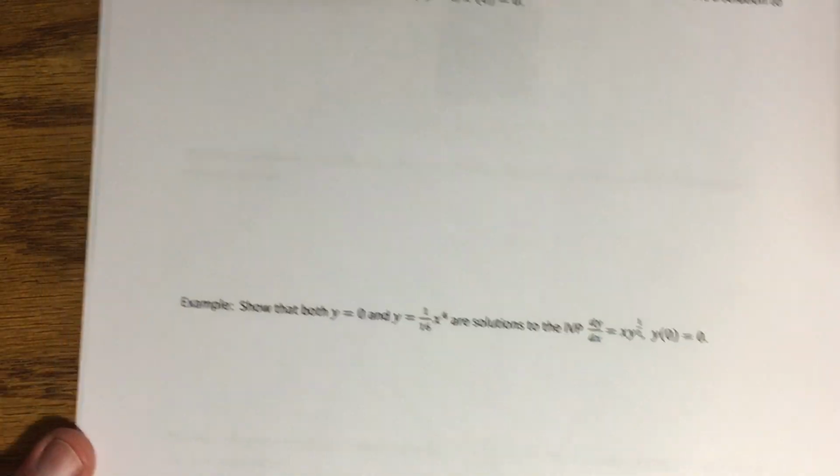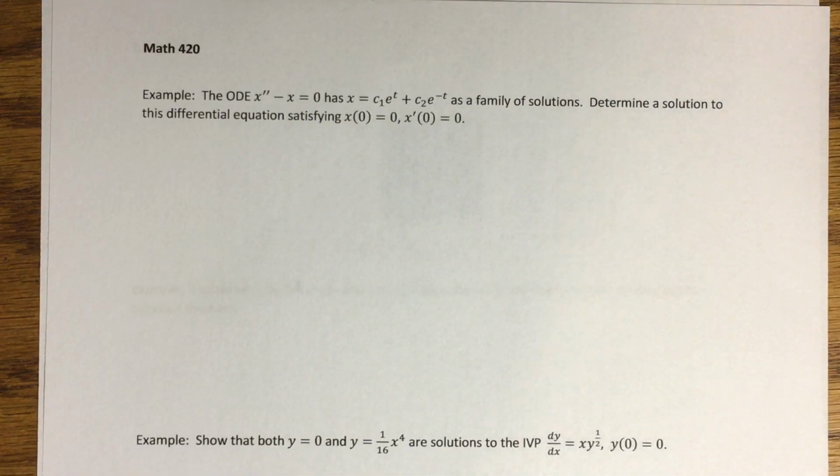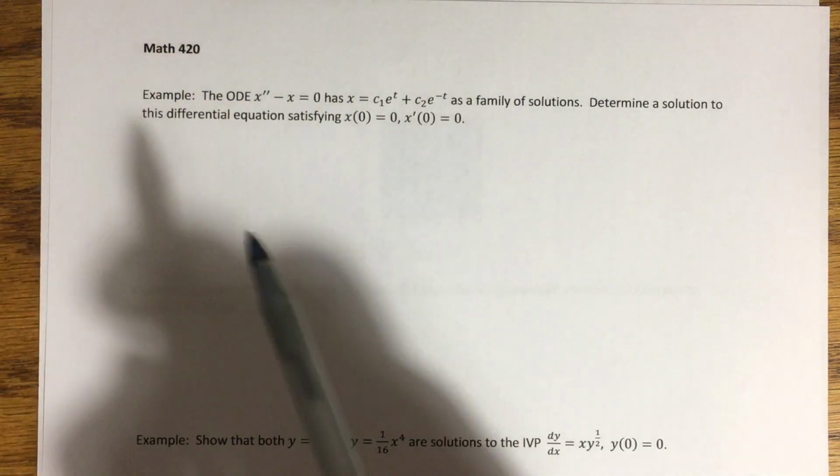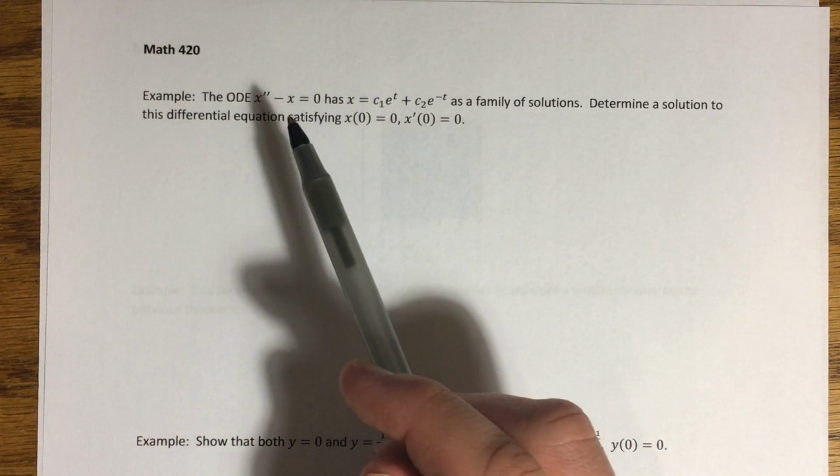Moving right along. Let's do a second order ODE for an example. So we're given the following ODE, x double prime minus x equals 0.